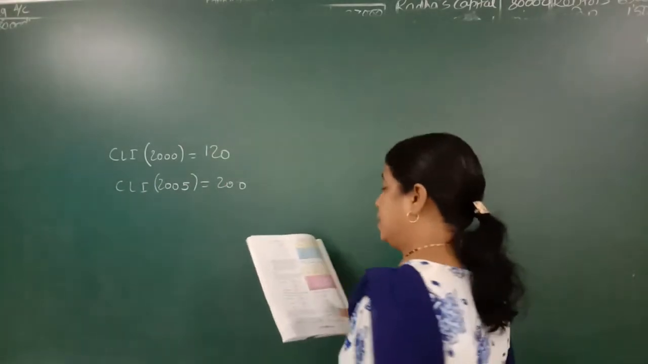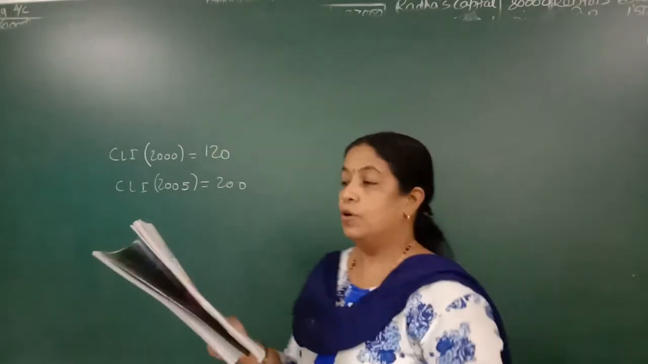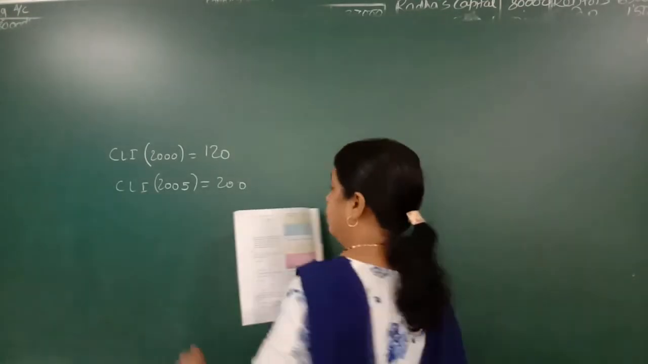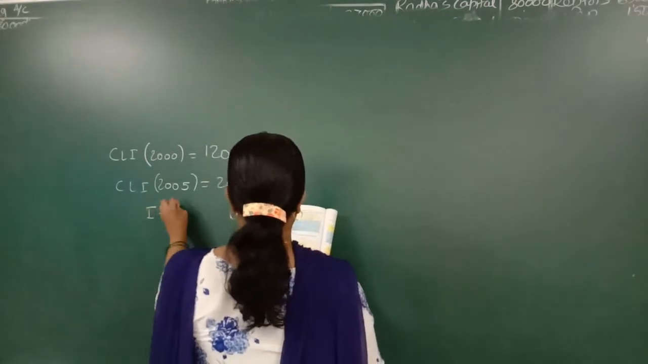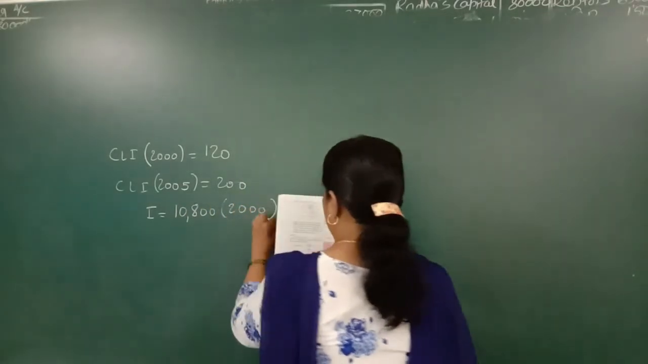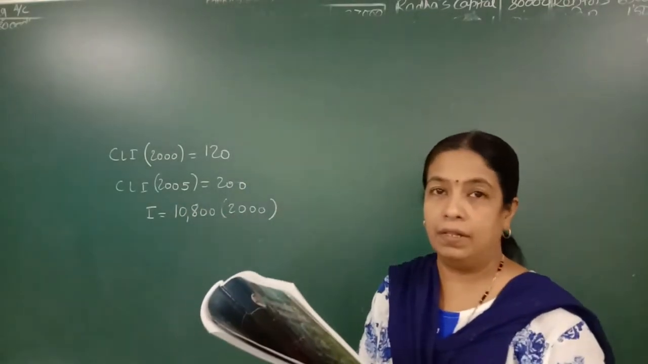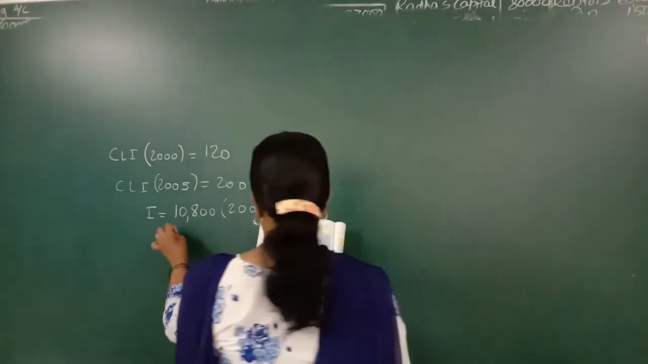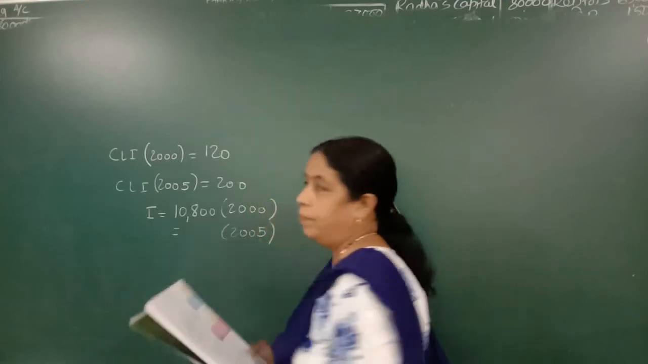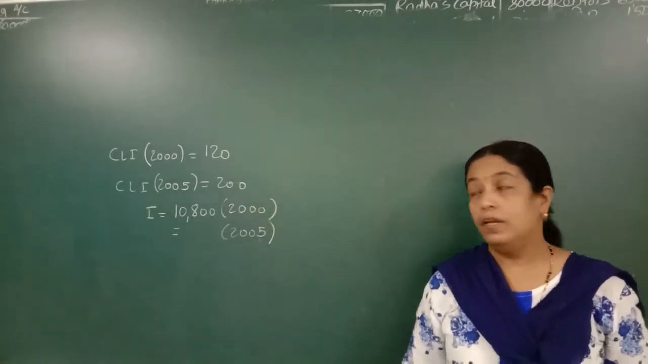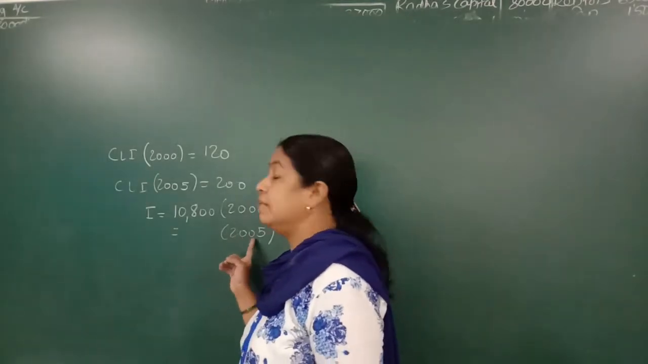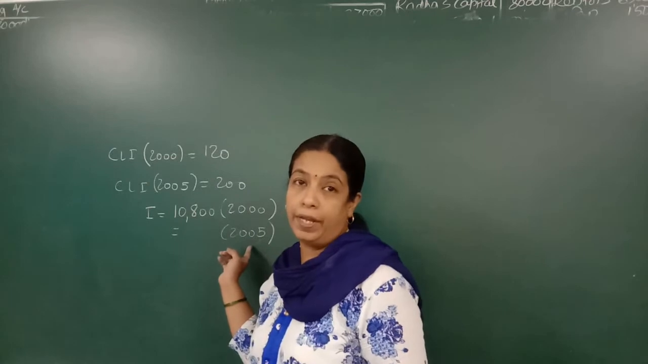Now, if a person has monthly earnings of rupees 10,800, that is income in the year 2000, what should be his monthly earnings in 2005 in order to maintain the standard of living? Write down the question first. What should be his earnings in 2005 so as to maintain the standard of living?